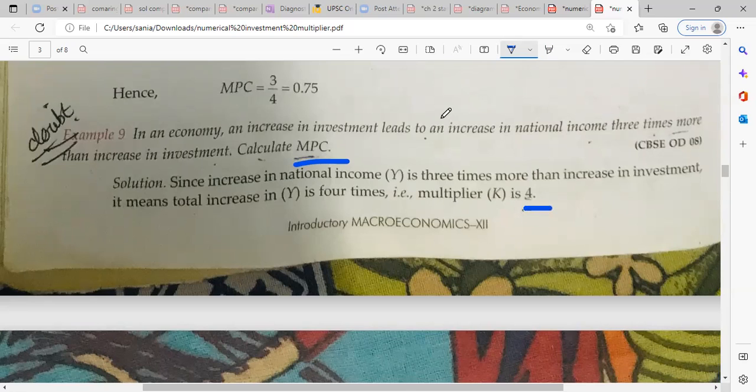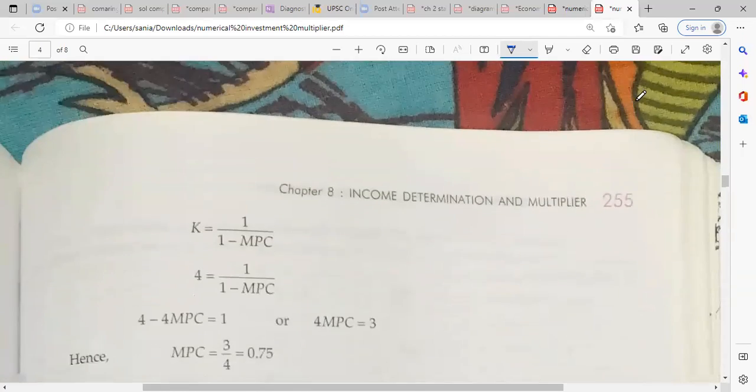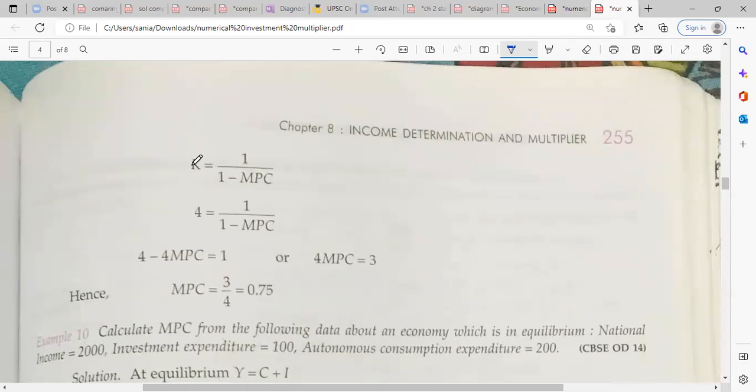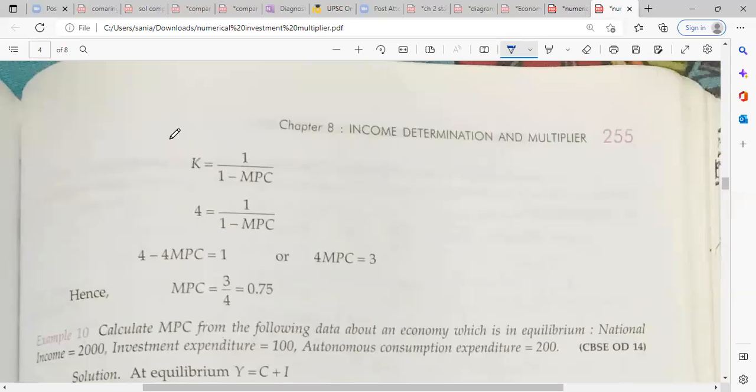Why? Basically, when we calculate K, it is about investment and income, right? So over here, if your investment is 1 and your income is increasing 3 times, it means 4. Because 1 is investment plus your income increase. So now you know that your K is 4. So you have to calculate MPC. You have this formula with you, right? So you will put the value here and you will get the MPC.